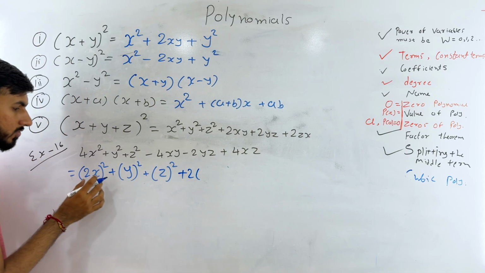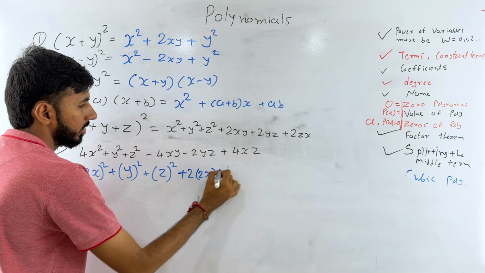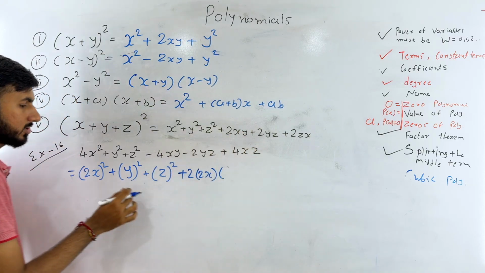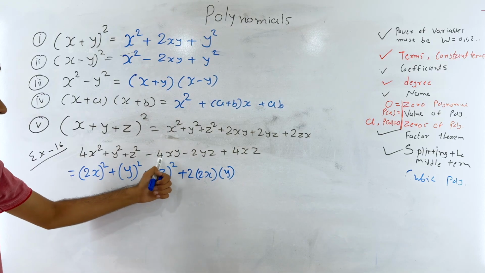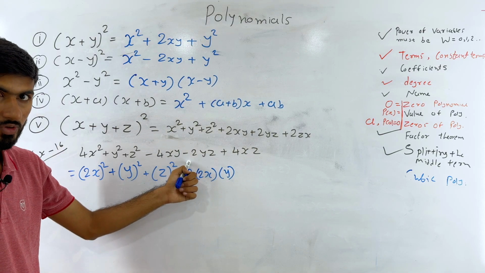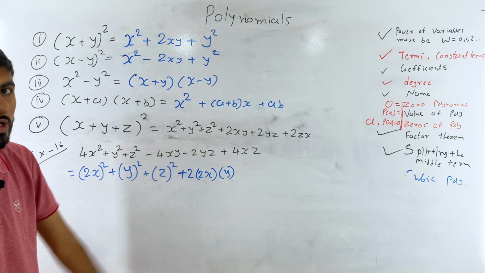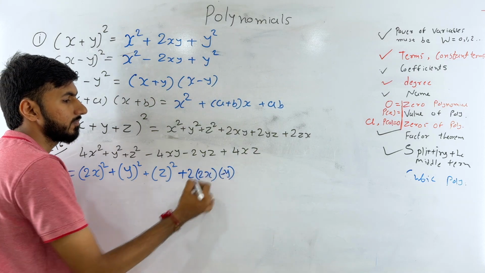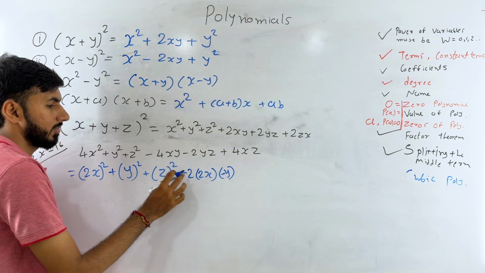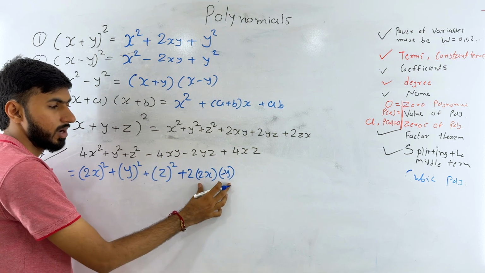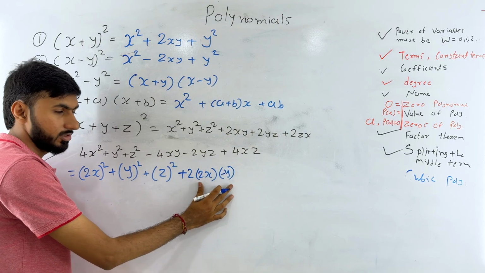Now x, what is our first term? First term is 2x. And what is our second term? Y is second term. But if you see, I have minus 4xy here. So if I simplify this, I get plus 4xy. So I have to take a minus sign with me. So if I write minus y here, then my answer will be minus 4xy after simplifying this, right? So I can write this as minus 4xy, right?